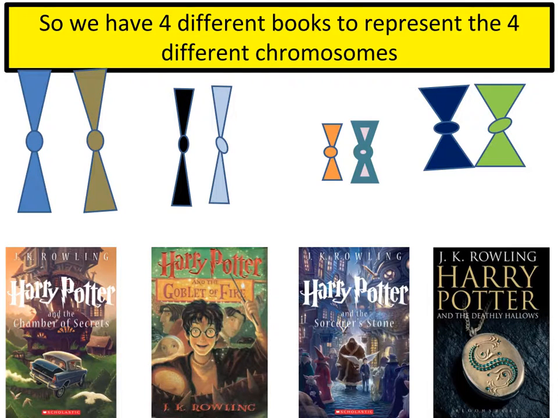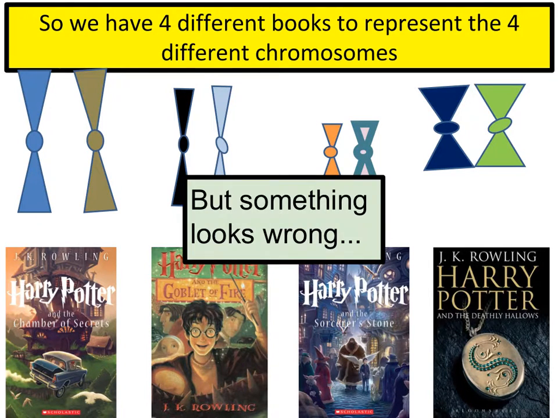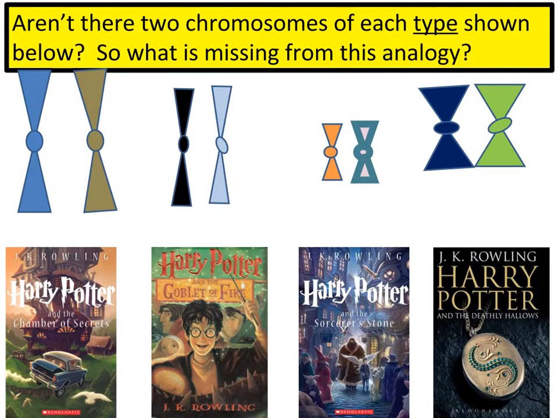So we have 4 different books to represent the 4 different chromosomes. But something obviously looks a little off here, right? If these are supposed to represent that book, and these that book, and that book, and that book, something is a little off, right? Here there's 1 book, but there's 2 chromosomes. And the same goes for the other 3. 1 book, 2 chromosomes.